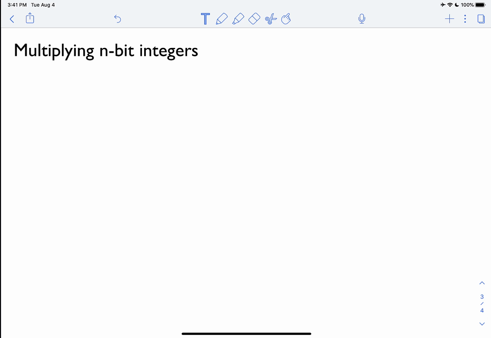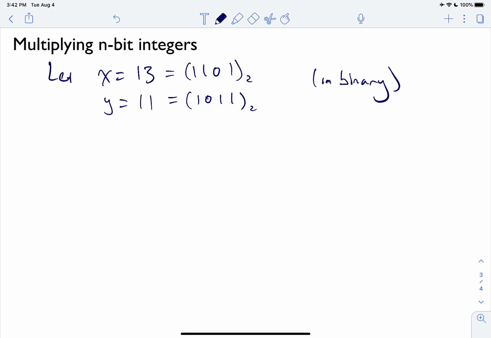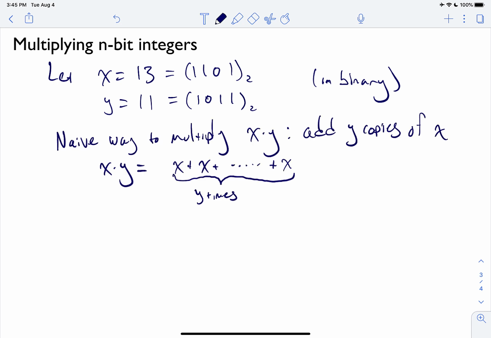Okay, now let's get back to multiplying two n-bit integers. Let x and y be 13 and 11 respectively, here written in binary. Perhaps the most naive way to multiply x times y is simply to add x up y many times.